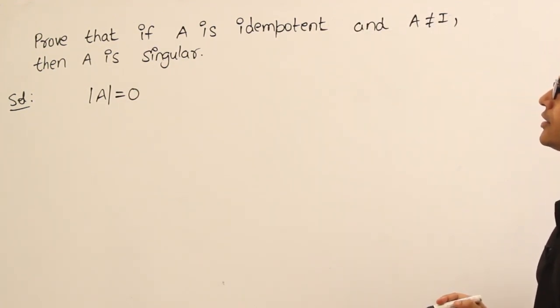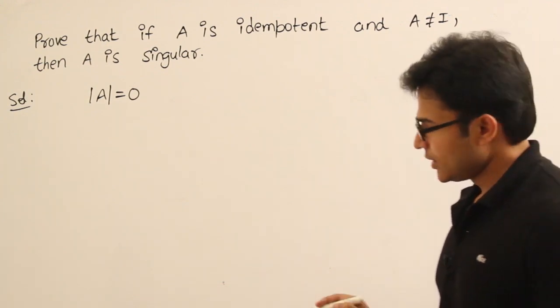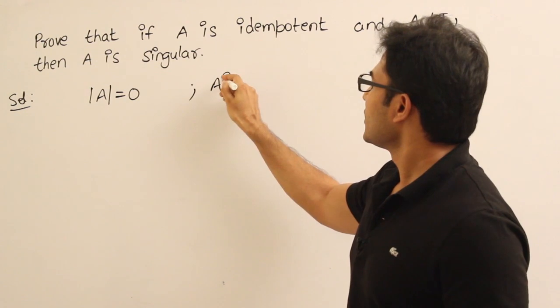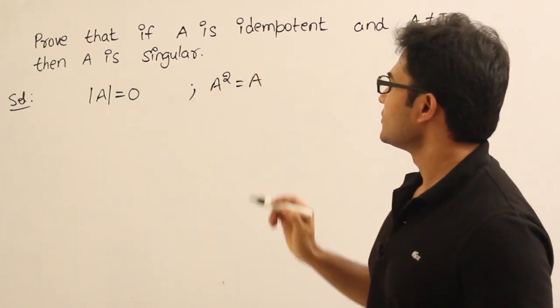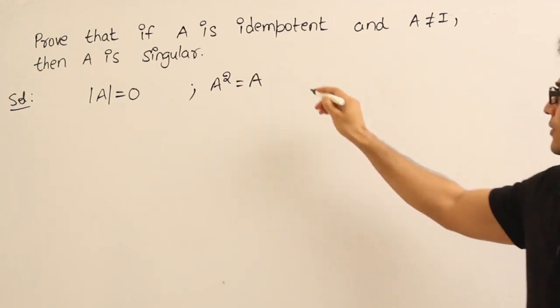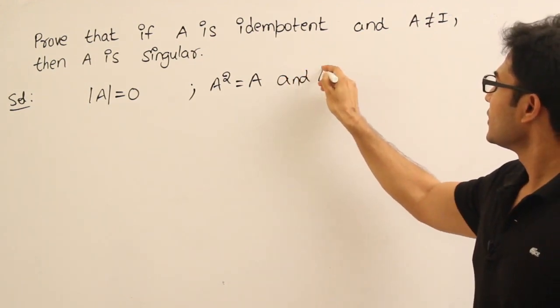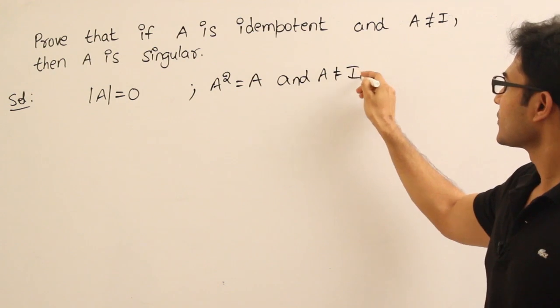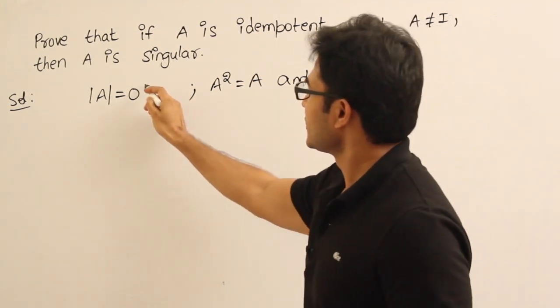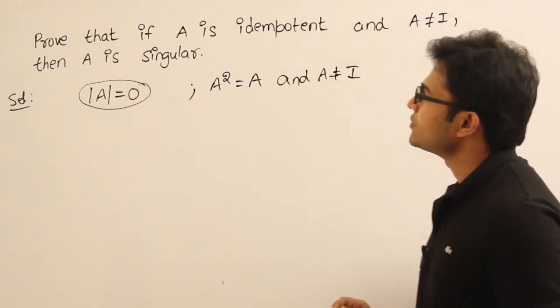And they are saying that capital A is idempotent. So idempotent means, given that, A square equal to A, that is the meaning of idempotent if you remember, okay? And the other fact given is that A is not equal to I. So using these two facts, we are supposed to show that det A is equal to 0, which means A is singular.